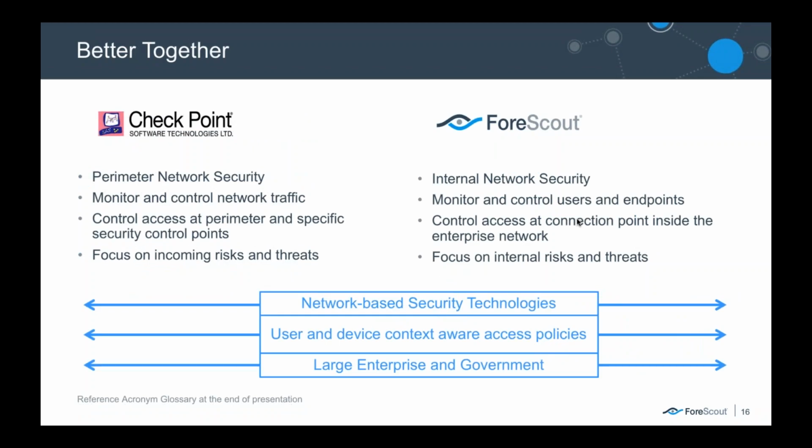So in terms of Check Point, we see very strong perimeter network security, the ability to monitor and control traffic, and to identify those next generation threats. At ForeScout, we're very much looking at the devices that join the network and being able to apply control around those devices, be they managed or unmanaged devices.